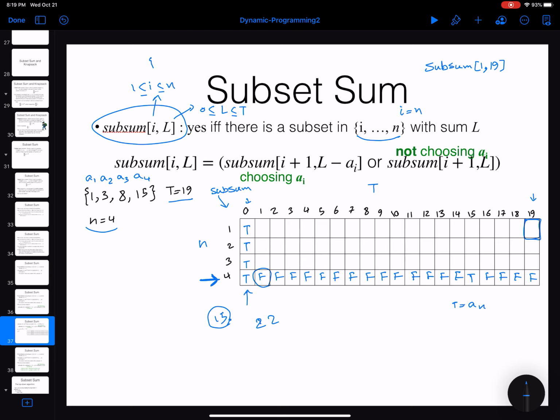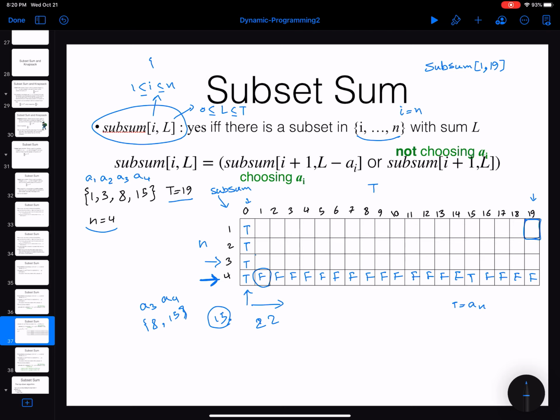Okay. After that, I'm going to complete this row. This row is telling me that I have access to A3 and A4, which is going to be 8 and 15. How am I going to fill this row? Again, I'm going to fill it from left to right, because these numbers are the target number. When it is smaller, the problem is going to be easier to solve, right?